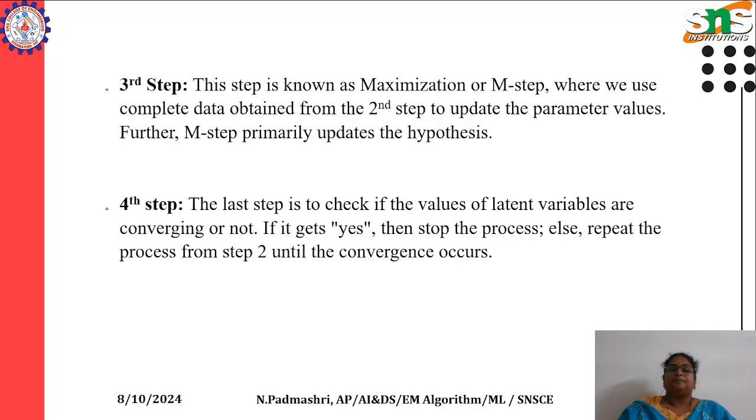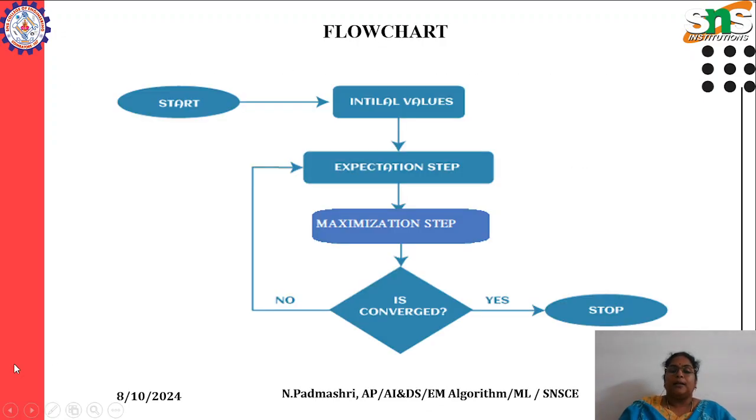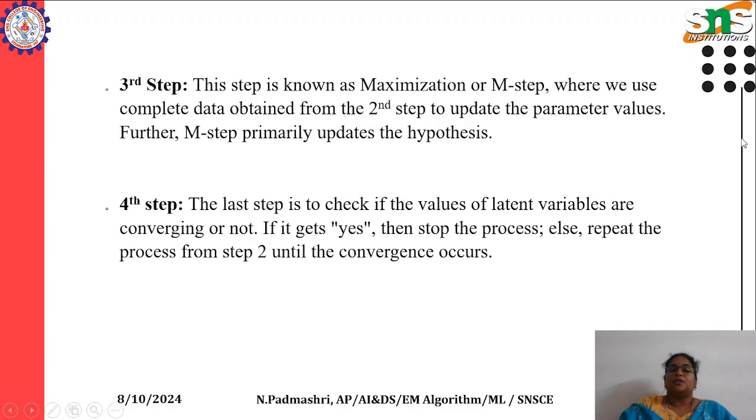Then the third step is maximization. I'll go back and show you. This is the maximization step. After that we check whether the variables have converged or not. If the variables have not converged, then it goes back to the second step, expectation, where we find the values of the missing variables, then maximize those variables and check again whether it has converged or not. It will continue until the values converge. If yes, then stop the algorithm.